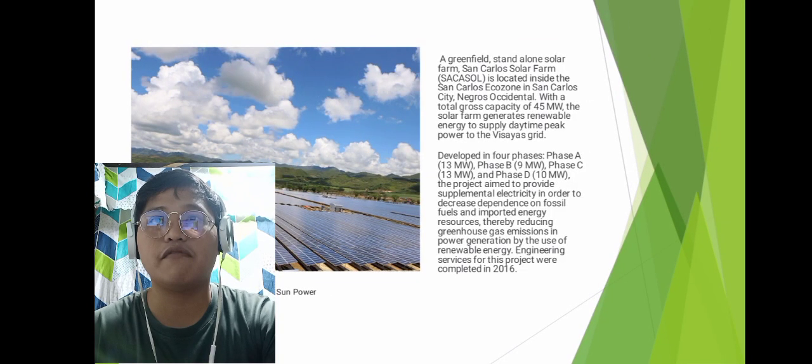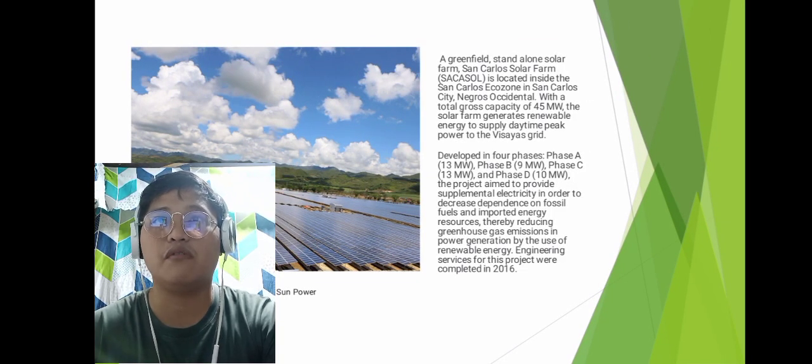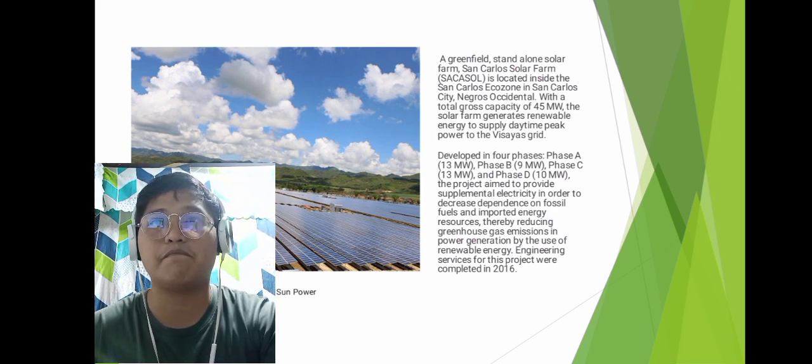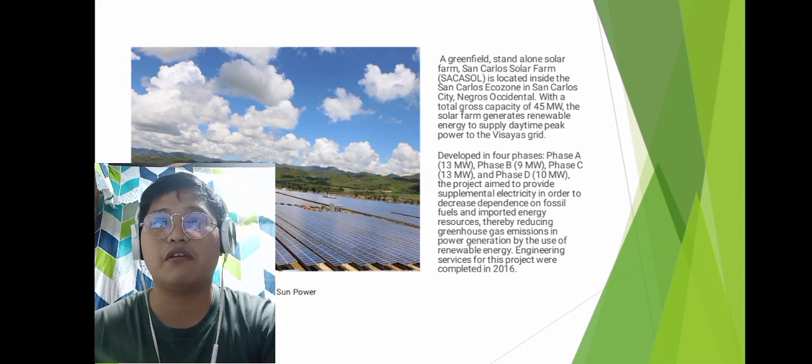And the third one we have for the Philippines would be a greenfield standalone solar farm, San Carlos Solar Farm, or SACASOL, located inside the San Carlos Ecozone in San Carlos City, Negros Occidental. With a total gross capacity of 45 megawatts, the solar farm generates renewable energy to supply daytime peak power to the Visayas grid. Developed in four phases, Phase A would be 30 megawatts, Phase B would be 9 megawatts, Phase C would be 13 megawatts, and Phase D would be 10 megawatts.